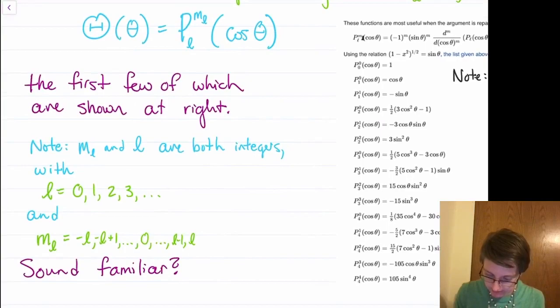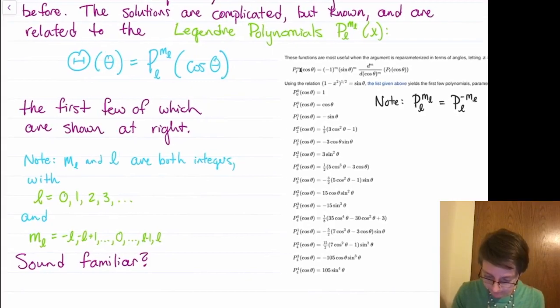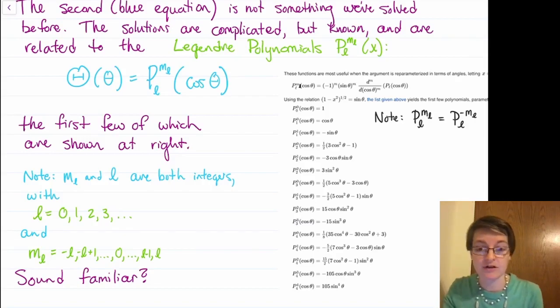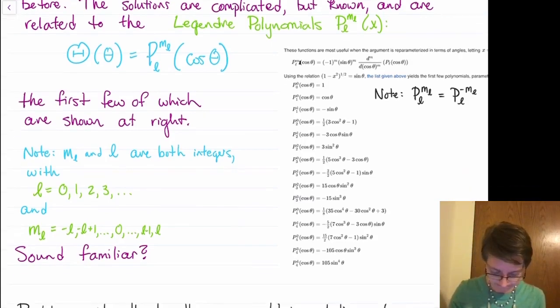So our restrictions on m sub L become that m sub L and L both have to be integers. L can be any positive integer, this time including 0. And m sub L is such that for a given value of L, m sub L can range from negative L all the way up to positive L. That really should start to sound familiar, because those are the exact restrictions on L and m sub L that you learned about in general chemistry when we started talking about the hydrogen atom. And that's not a coincidence.